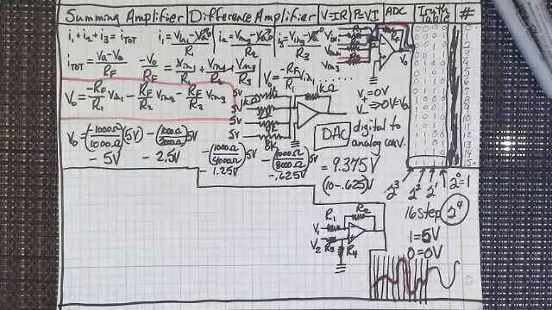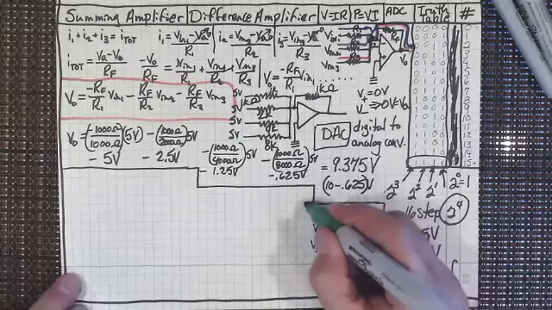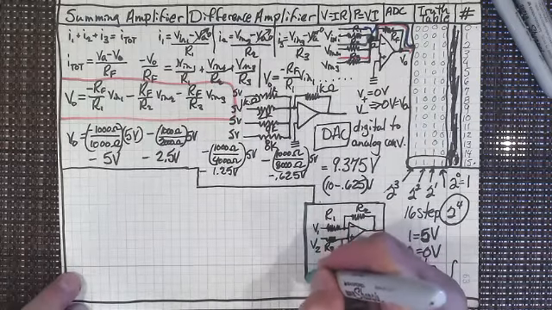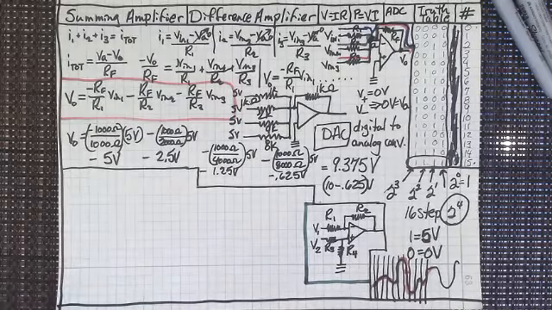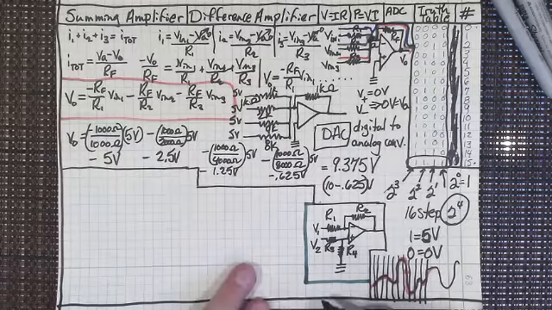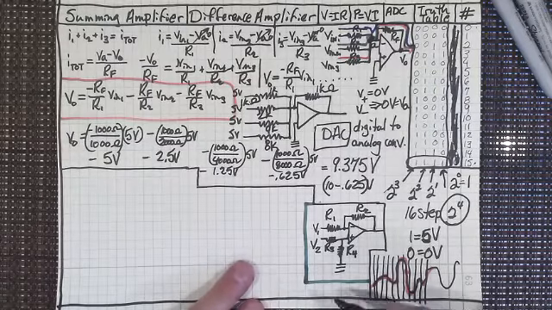Oh, I got a big green one. Let's see if I can use it. Oh, look at that. That is your difference amplifier. You can use it as a subtractor amplifier too, or you can use it as a subtractor that is amplified. So this is your difference amplifier.